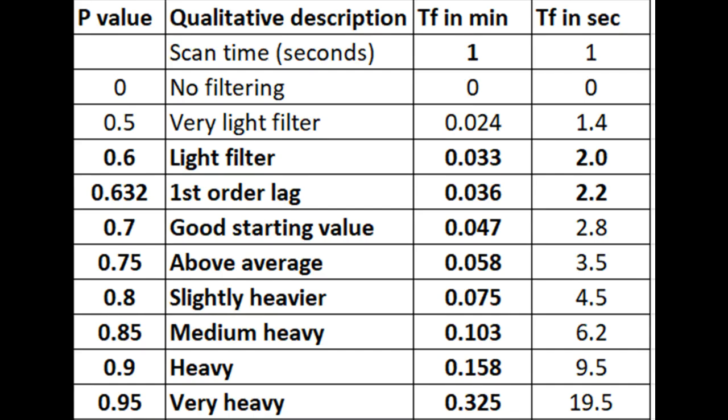So once you've established the scan frequency, you can then calculate the value for the filter time. What I'm going to show you is a simple table of Tf against P for different scan frequencies. By using this as a kind of lookup table, you can quickly determine how much Tf you should use.